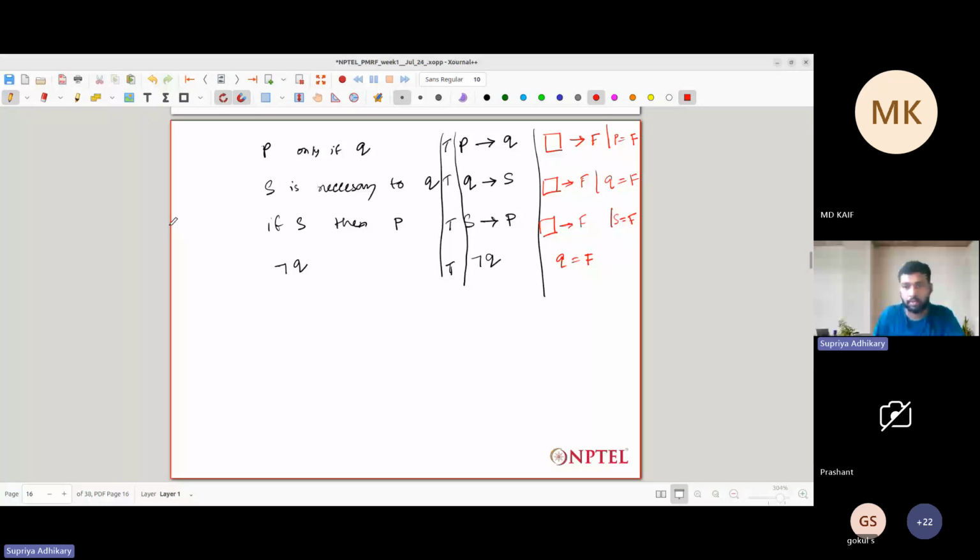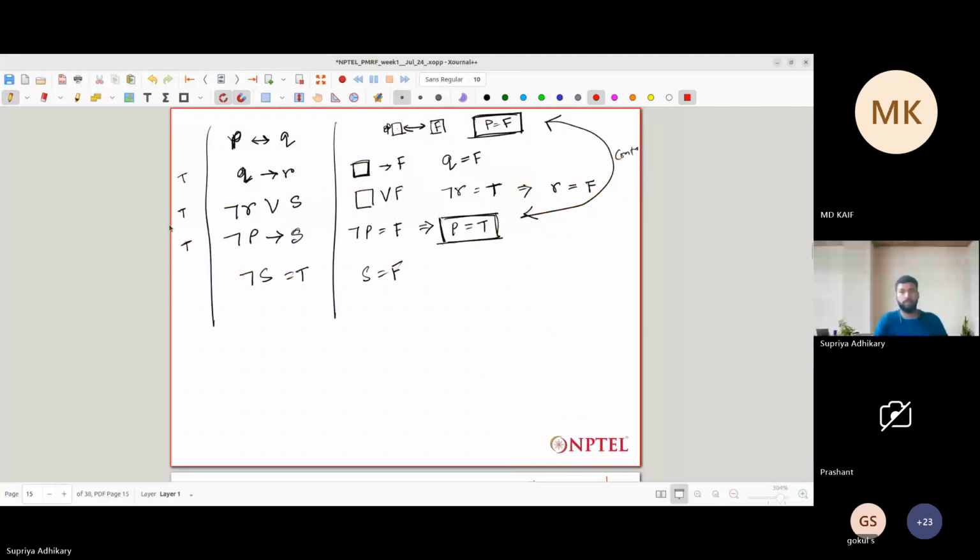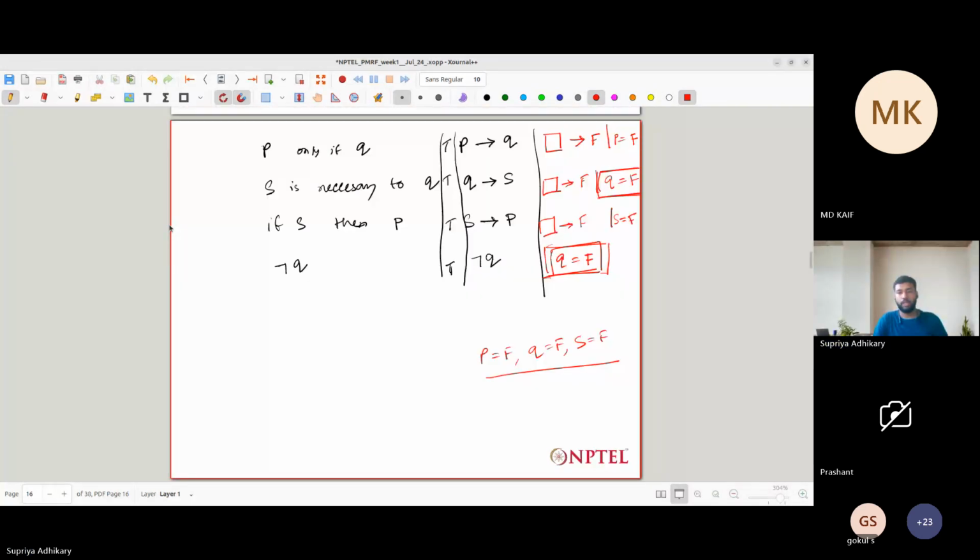So now we can see that all of these statements are consistent. If we consider all of these propositions as true, then we do have a valid truth assignment, which is P equals F, Q equals F, S equals F. So P, Q, and S all have the assignment.